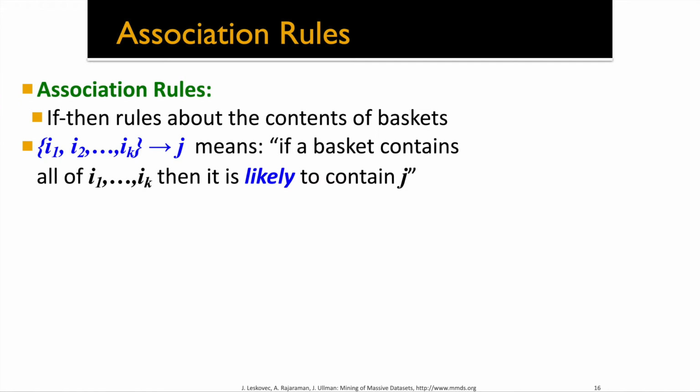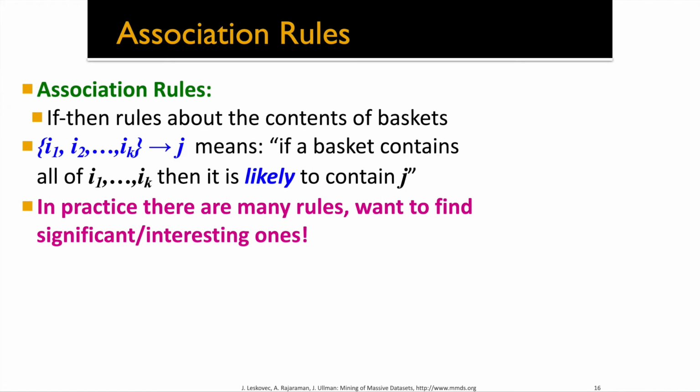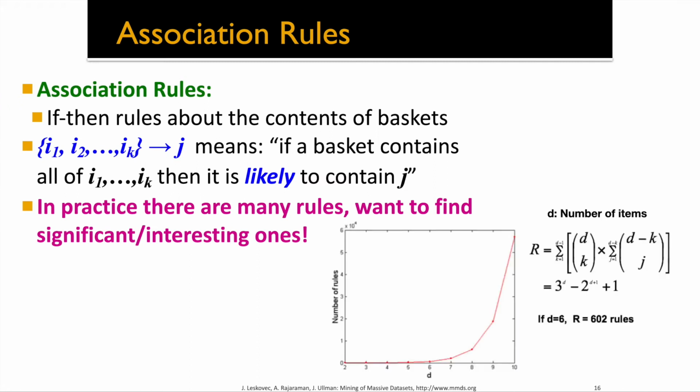Now, the interesting thing here is there can be many, many association rules, and the vast majority of them are not very interesting. Association rules have been around for a long time, but we can see very quickly the number of association rules that's possible in a particular space of items is very large. So if you're doing complexity, it's big O of 3 to the d.